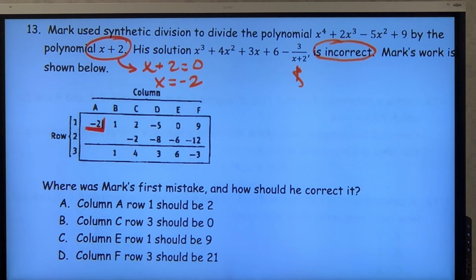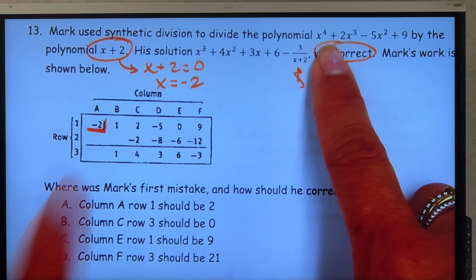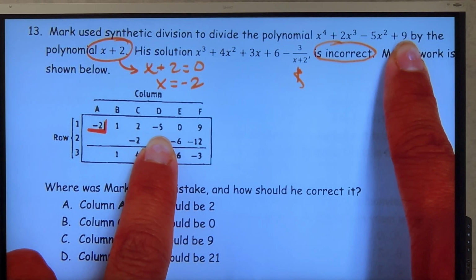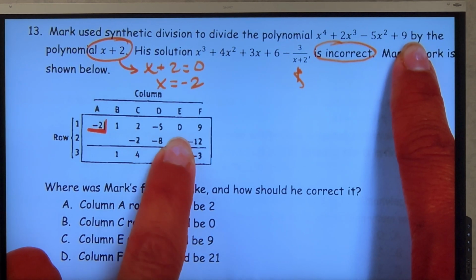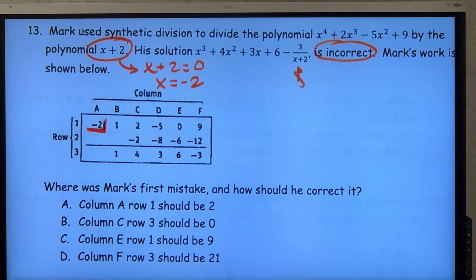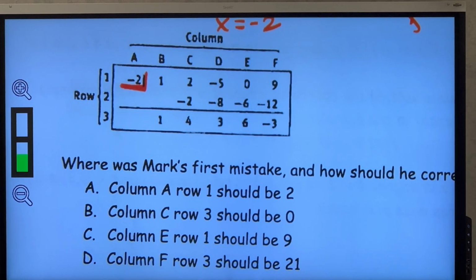And then the coefficients of the problem. So the coefficients would be a 1, I see a 1, 2, negative 5. There's no x term, so we have to hold its place with a 0, and then a constant of 9. So he's got all the setup good. So now let's see if he did the synthetic division correctly. Obviously he didn't, so we need to figure out where he went wrong.